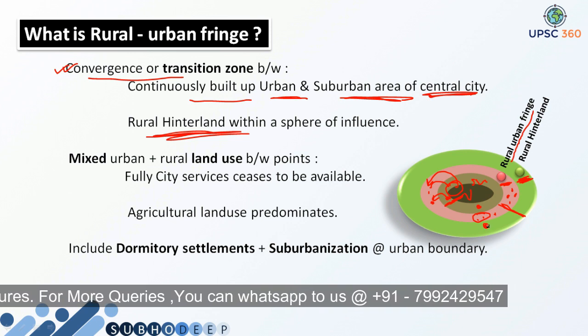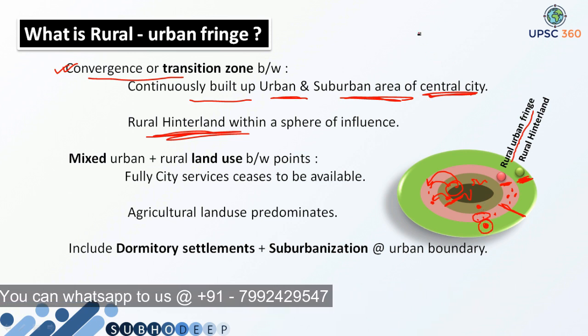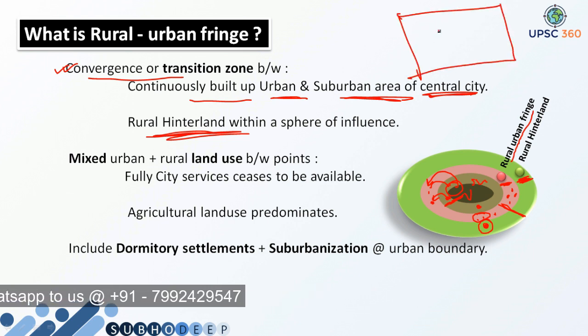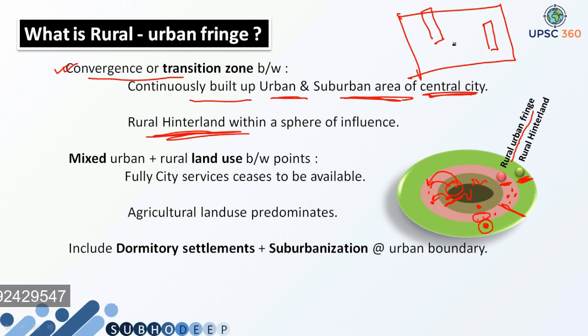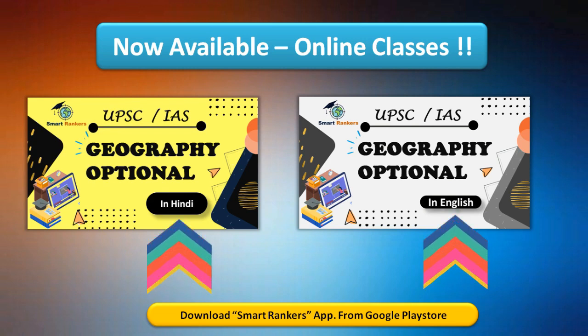But at the very initial stage, as I've already said, rural characteristics dominate, because if there is a huge plot of land, then probably at first there will be just 2 flats. But later the flat culture develops in this region, and there used to be many flats. So the rural-urban fringe region also goes through a phase of development. Overall we get to see a mix of urban as well as rural land use, where the full city services cease to be available.